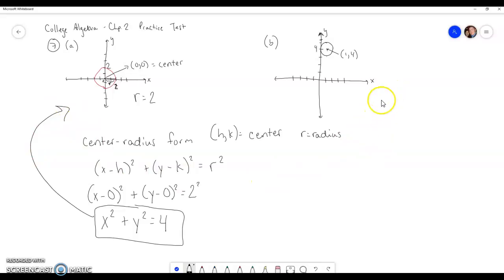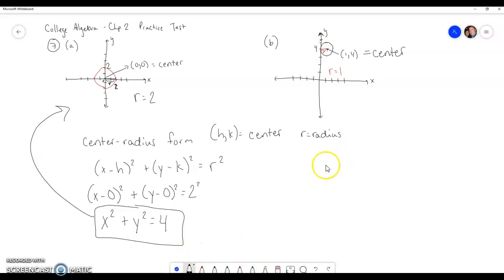Now this circle, circle B, has a different center. Here, this point (1, 4) is the center. And your radius, again, is the distance from the center to a point on the circle. So the radius here is from the center to this point, and that is just equal to 1. The distance from the point (0, 4) to the point (1, 4) is 1.